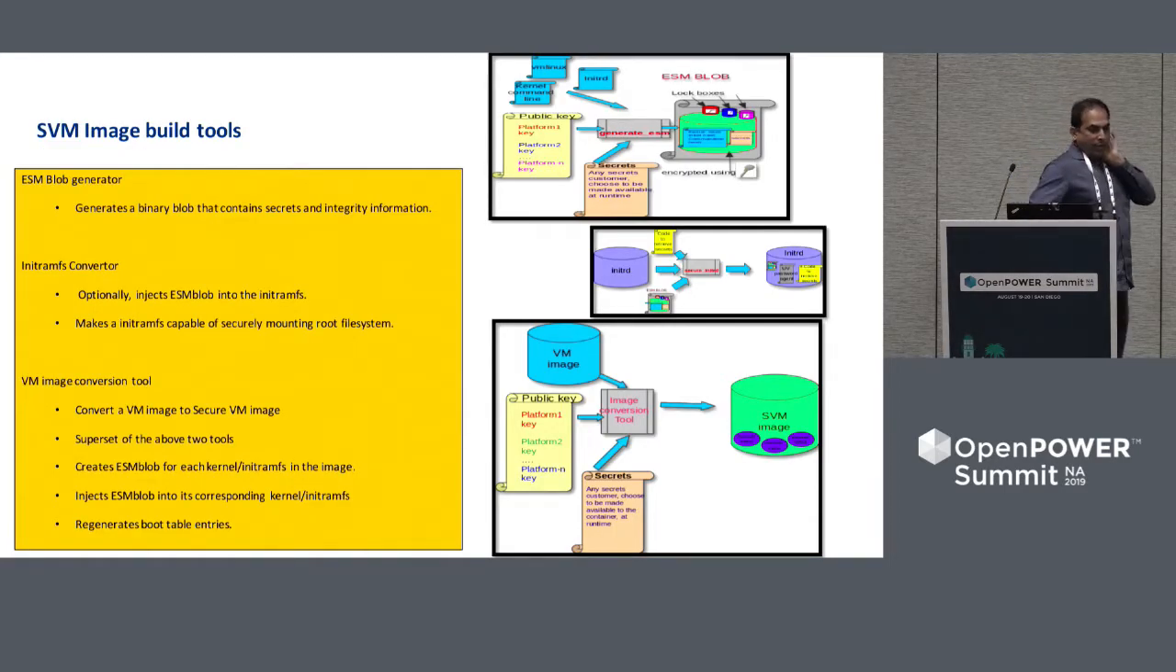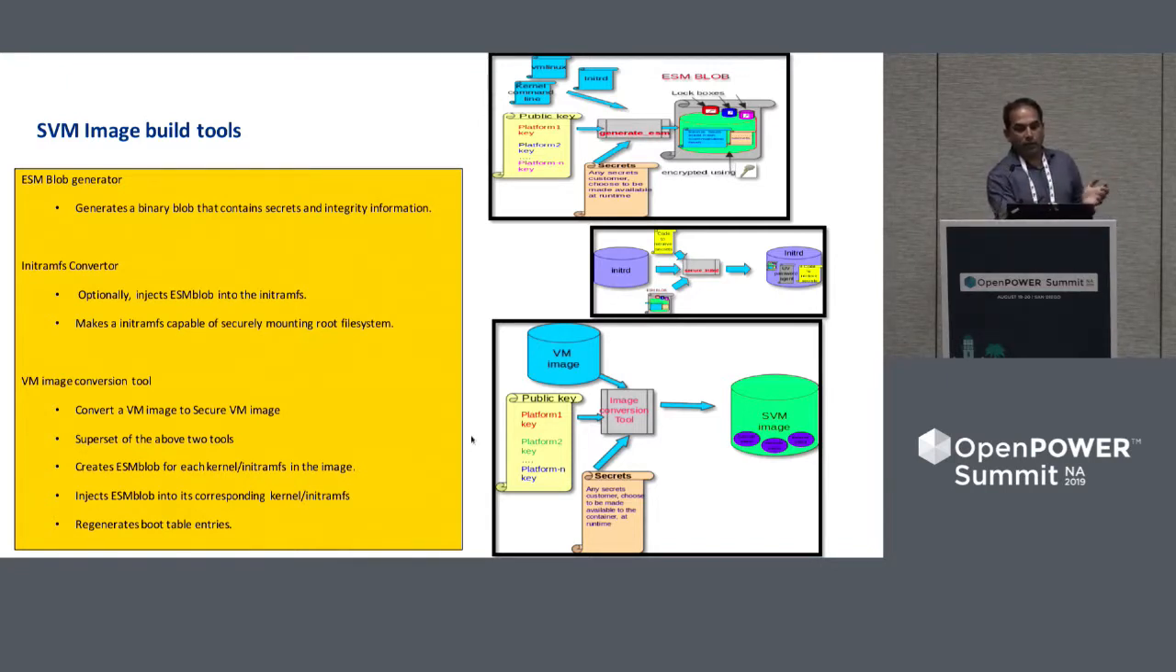One other important aspect that we need to know is that a virtual machine image by itself cannot become a secure virtual machine image. We have to do some conversion. There has to be some additional bits added, like what Guerney mentioned, which is the ESM blob, the blob which contains the integrity and confidentiality information that needs to be provided to the Ultravisor in order for the virtual machine to turn into a secure virtual machine.